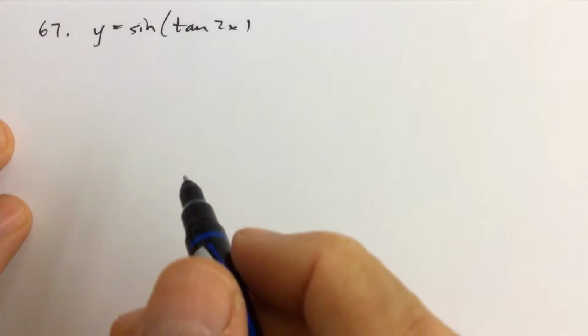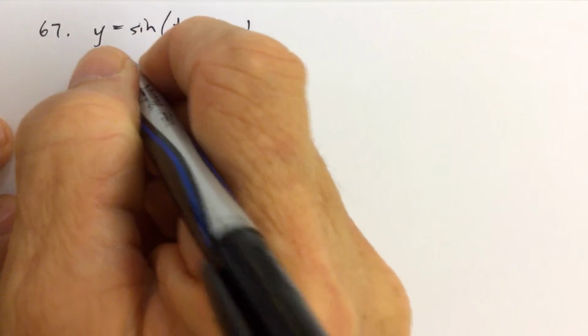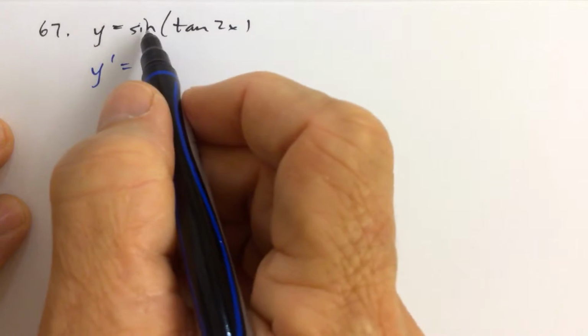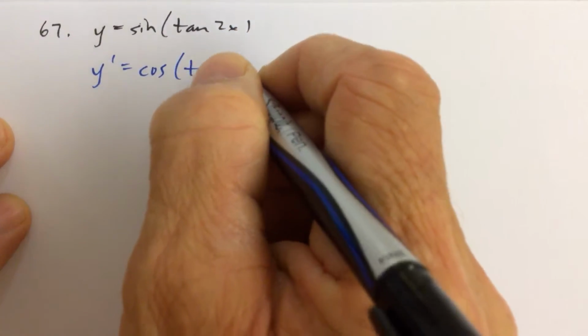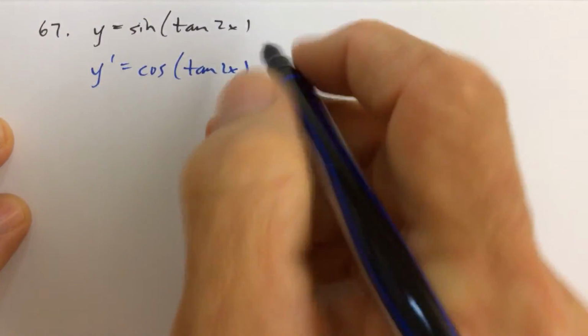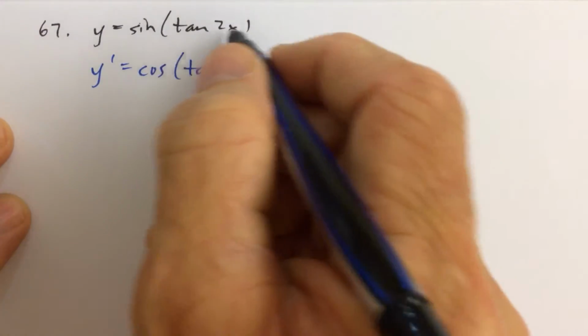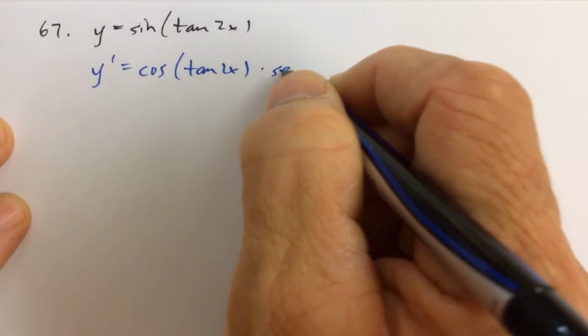For number 67, y prime. If we have y being the sine of something, then y prime is the cosine of that something. If the something is not just x, we have to multiply by the derivative of the something. Derivative of tangent is secant squared.